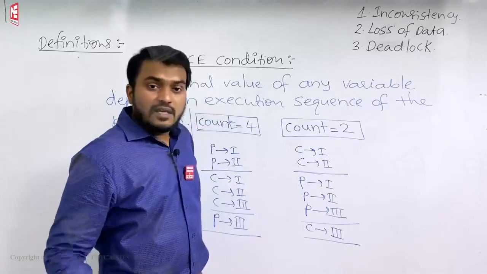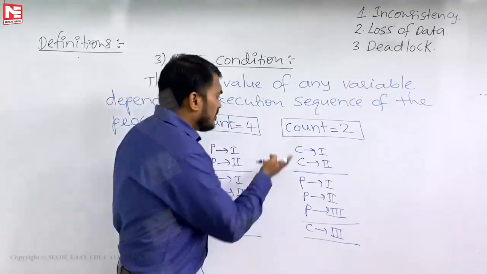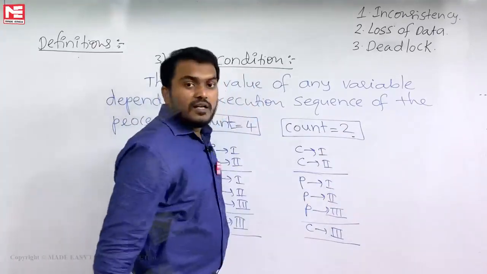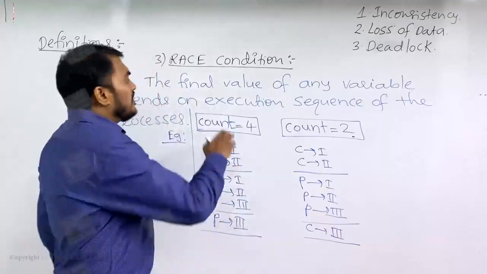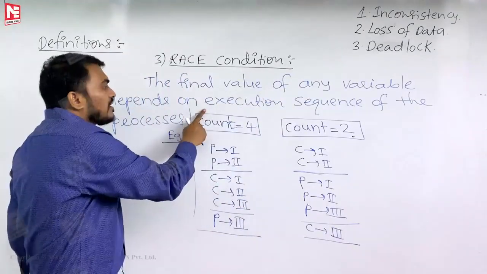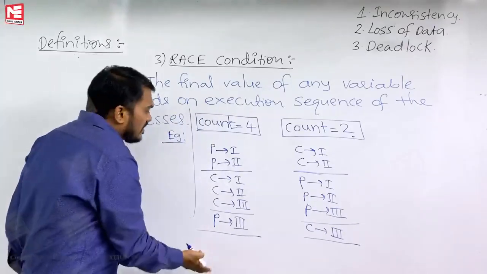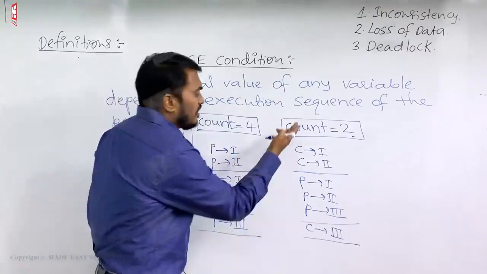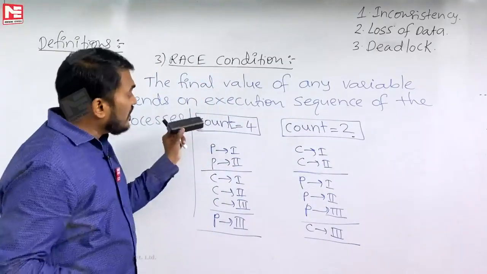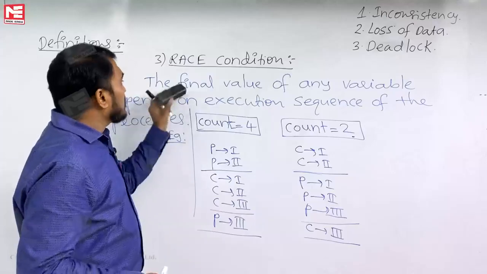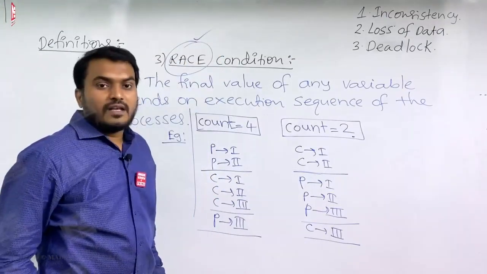It is 2. So it means if I execute this sequence, you get count value as 4. If I follow this sequence, you get count value as 2. It means the final value of any variable depends on the execution sequence of the processes. If I follow this sequence, you are getting count value 4, and if I follow this sequence, you are getting count value 2. This kind of situation is called a race condition.